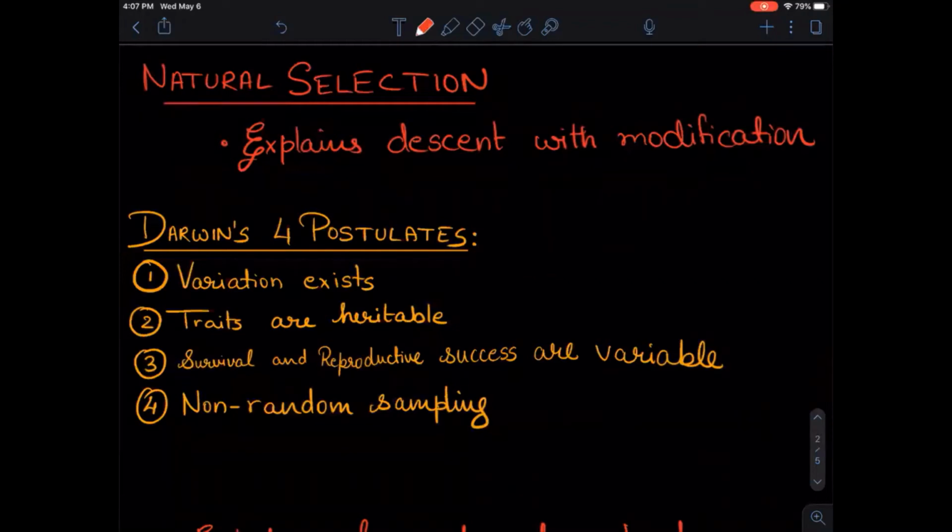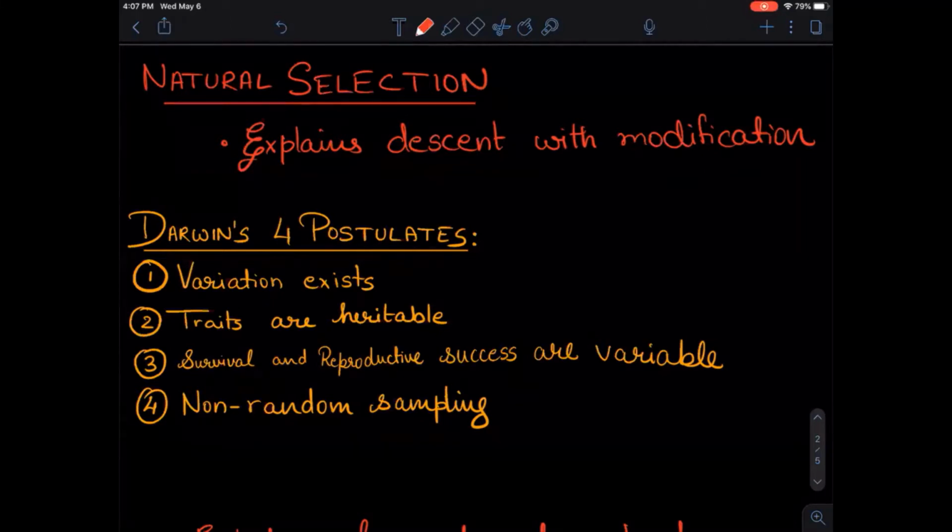Hey guys, in last time's video, we had seen how Darwin's theory on natural selection was supported with the descent with modification, and we've seen the evidence in the world that shows us why descent with modification was believable. Today, we'll be talking about natural selection. So, natural selection explains descent with modification.